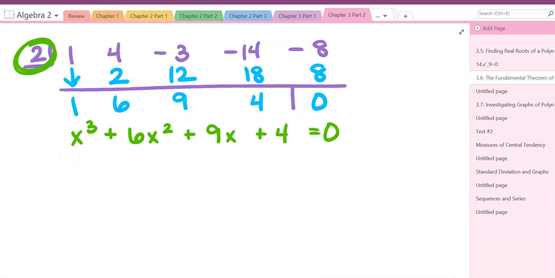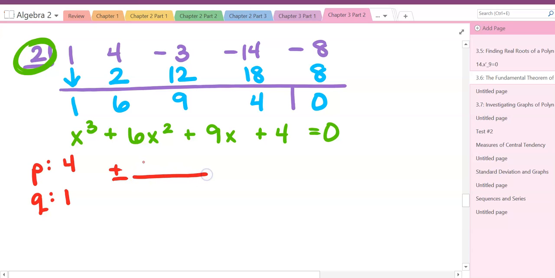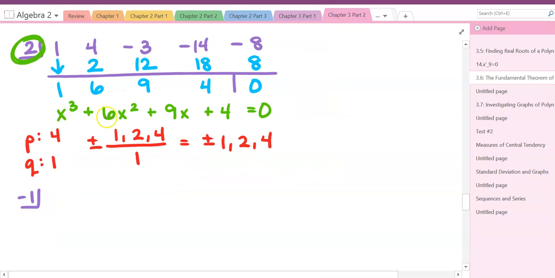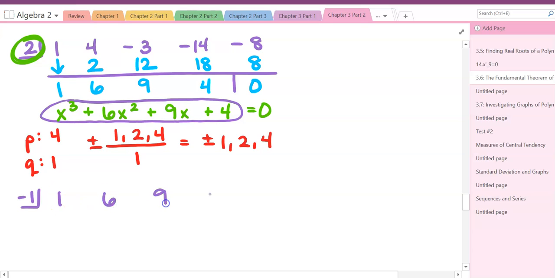So for this one, your P is 4, your Q is 1. So factors of 4 would be 1, 2, and 4. Factors of 1 would just be 1. So you get 1, 2, and 4. Okay, I'm going to go ahead and have us do -1, because I know that one's going to work. Now I'm going to grab my coefficients from this polynomial here, the one that I'm circling. So 1, 6, 9, and a 4.